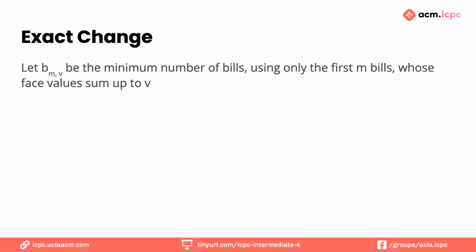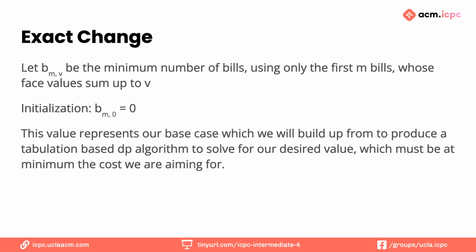So to make this more defined in math terms, we're going to let this value b subscript m comma v be the minimum number of bills using only the first m bills whose face values sum up to v. We'll go over this more, but basically you want to start at the point where b(m, 0) equals 0, which is to say that using any number of bills to reach a value of 0, it takes 0 bills. And this represents our base case.